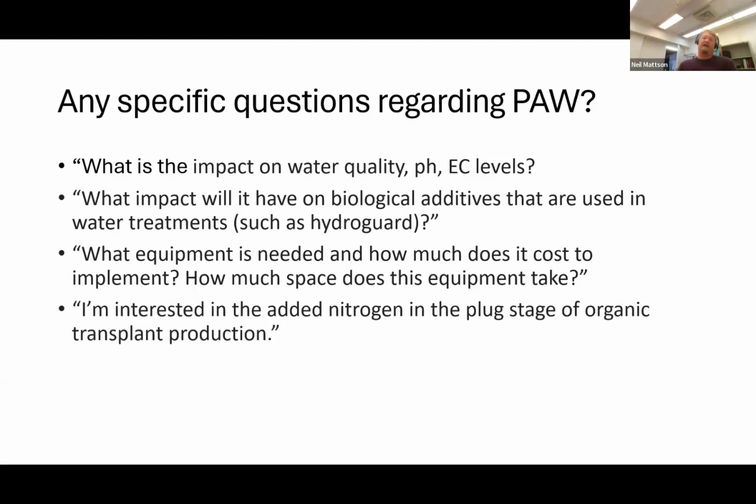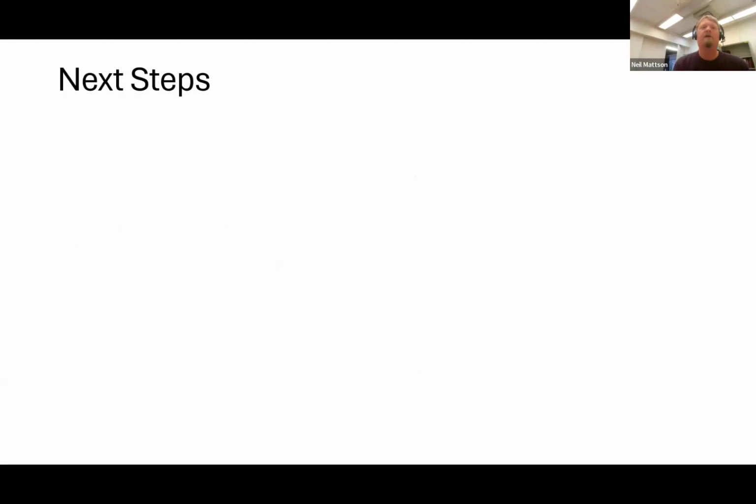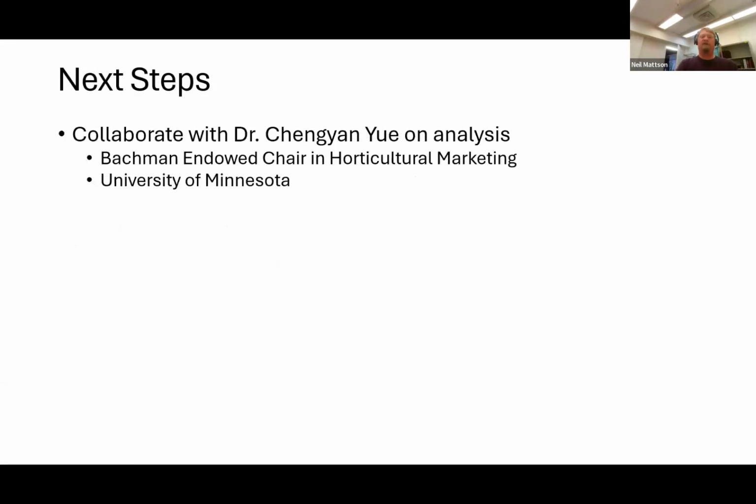Someone was interested in the added nitrogen that you get in the plug stage for organic transplant production. And one of the projects of these 4 is specific to organic production and the potential. And I'll be studying the ability to add plasma activated water as an organic nitrogen source. In addition to vigor and germination, what are the benefits on pathogens? So diseases. And so this was really great information for us.